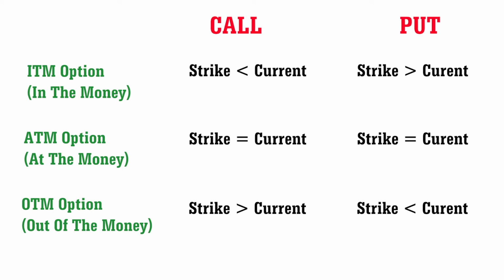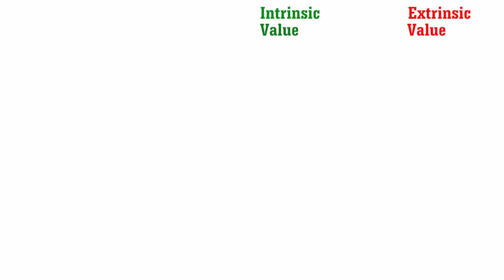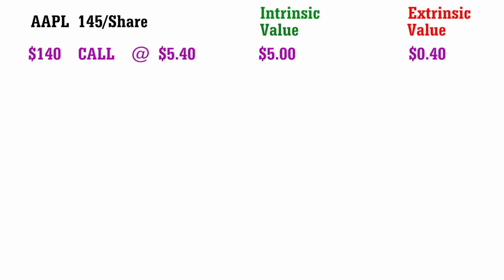There are two more important terms we need to be aware of. It's called intrinsic value and extrinsic value. So the intrinsic value is the amount by which the option is in the money. So let's say Apple is trading at $145 and you're looking at $140 strike call option, and let's say the option is priced at $5.40.